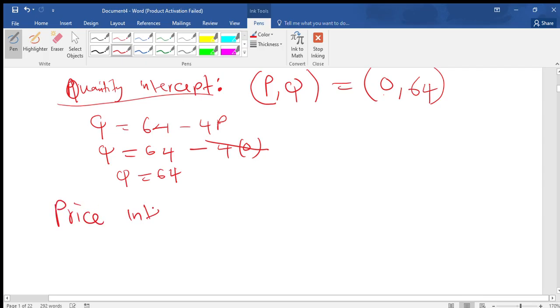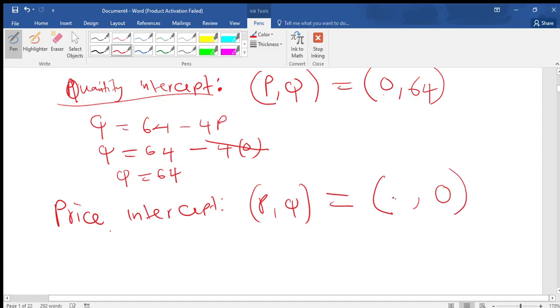The price intercept is happening at the point P, Q. Since I'm looking for the price intercept, the one which is 0 now is the value of Q. We are solving for P. So in the same equation where Q is equal to 64 minus 4p, after the Q we put a 0, and so Q is equal to 0, equal to 64 minus 4p.